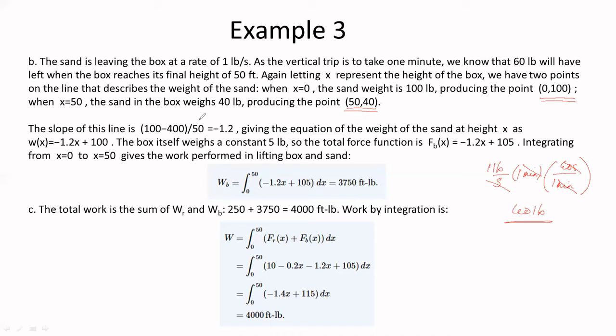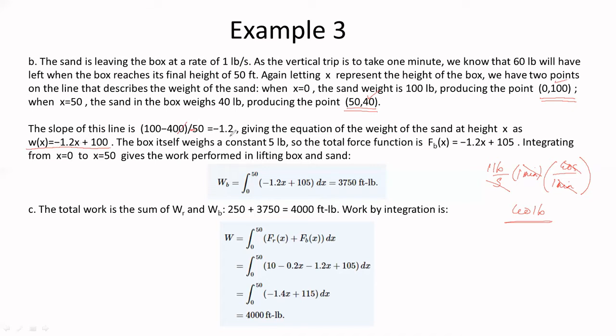Now the slope of the line would be, of course, the difference in y, so 100 minus 40, divided by the difference in x. So 100 minus 40. This is not plus 400. Okay, this is only 40. So 100 minus 40 divided by 0 minus 50. So this should be negative, giving you an answer which is 60 over 50, which is negative 1.2. So this is correct. Giving the equation of the weight of the sand at height x as an expression like this. So it's like weight as a function of displacement.